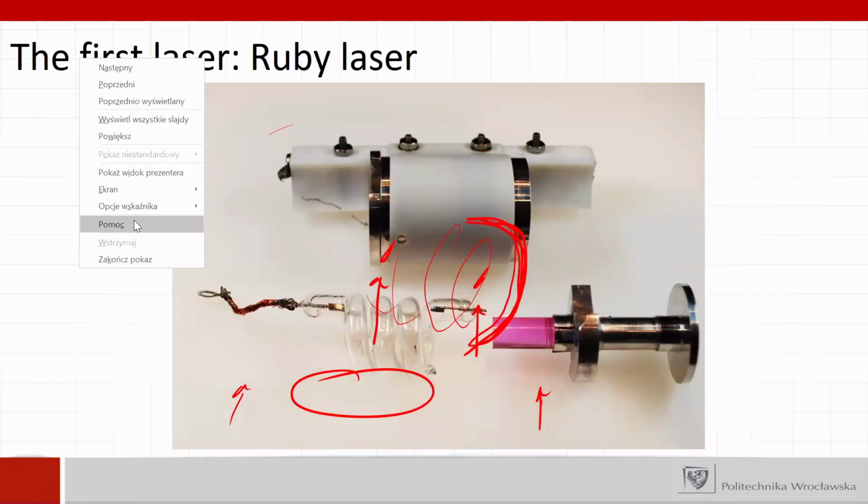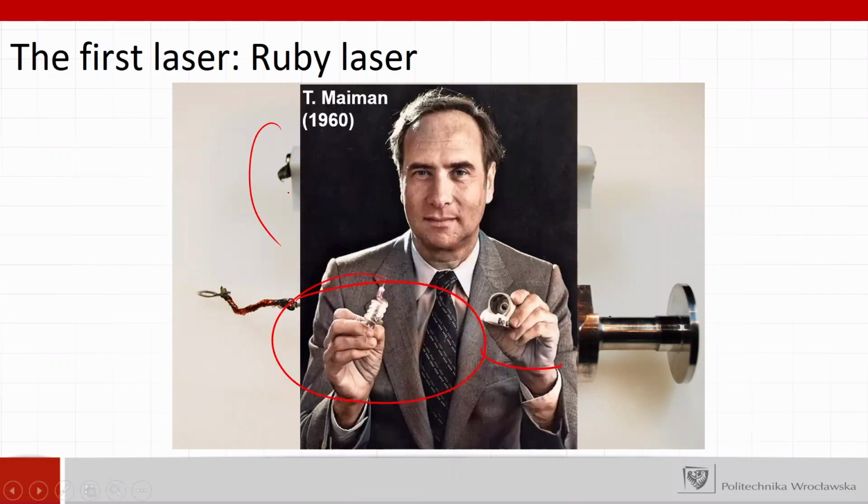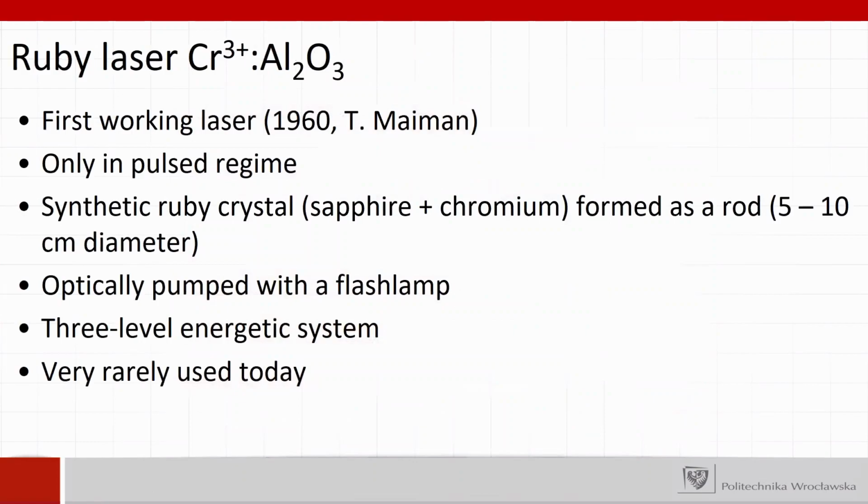These are the pictures of the first ruby laser, which was built by Theodor Maiman. You can see the rod, also the lamp, and the entire housing. So this is Theodor Maiman holding his laser. It was the first working laser. It was working only in the pulsed regime in this case. This was just a synthetic ruby crystal, formed as a rod with a few millimeters of diameter and a few centimeters of length.